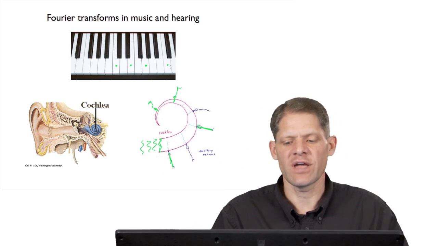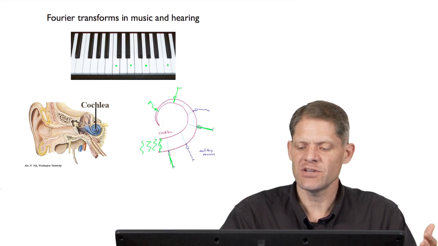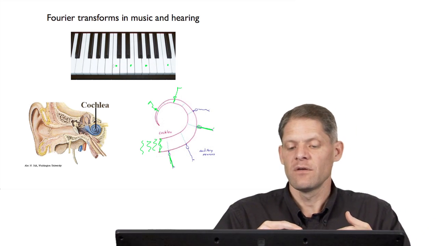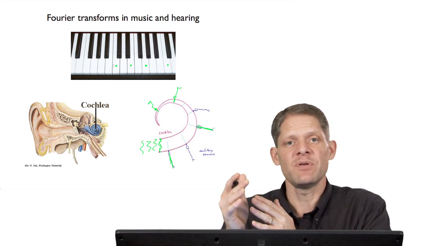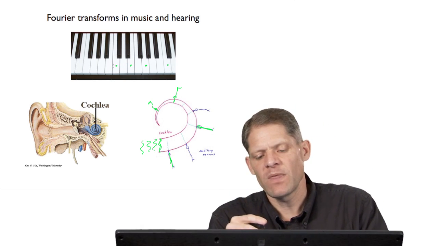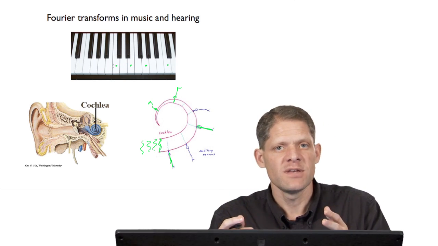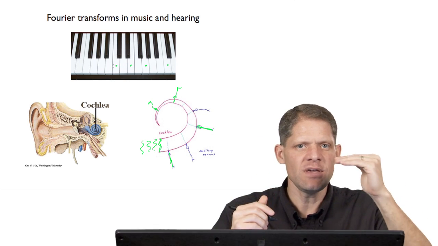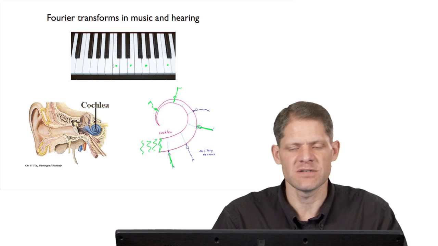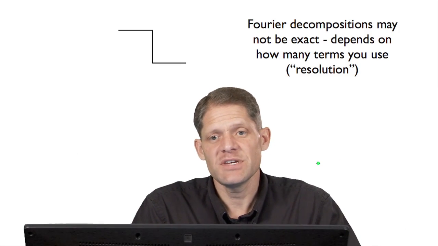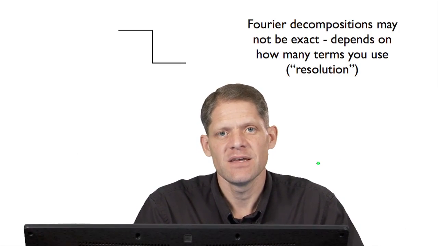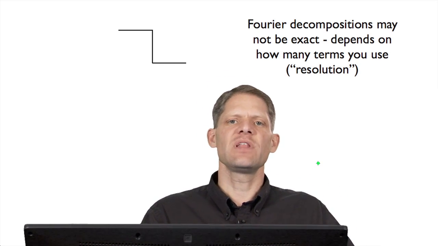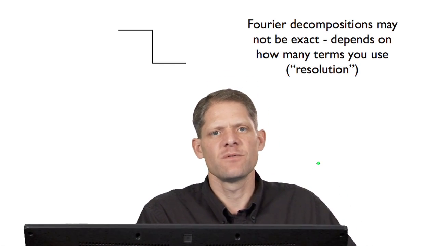Okay, that's like a Fourier transform, because each of these notes is like a sine wave. And these sine waves can add up in space. A Fourier transform takes a complex pattern and decomposes it into all the individual sine waves that are present. Now, Fourier decompositions may not be exact. It depends on the number of terms that you use, and this is related to the concept of resolution.